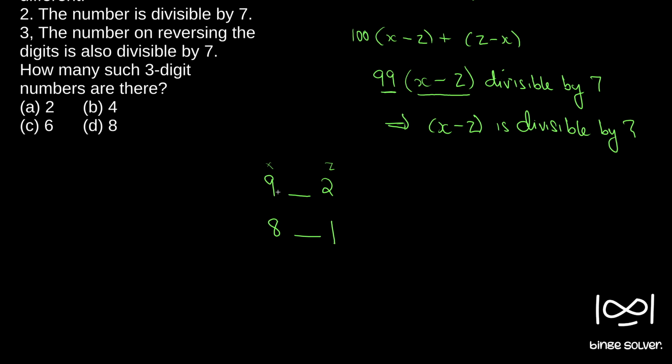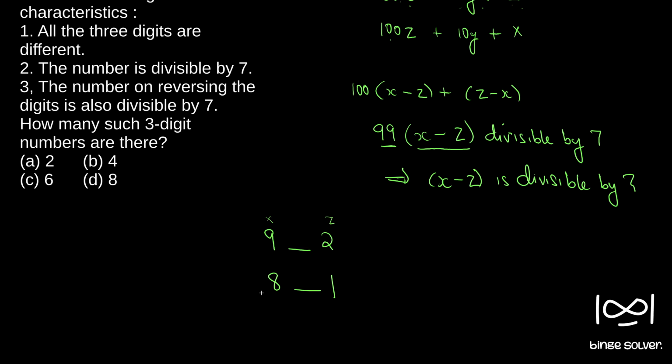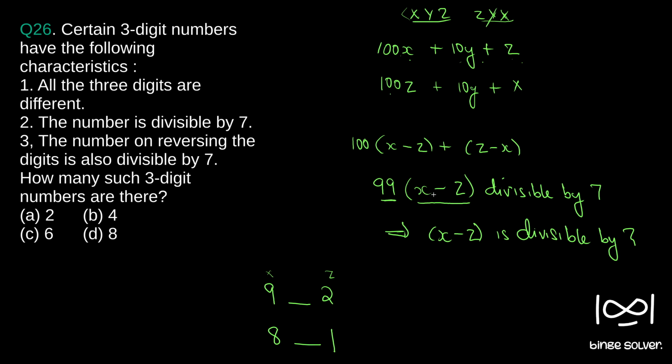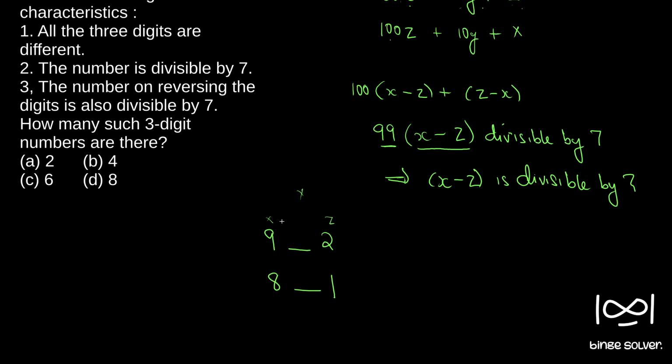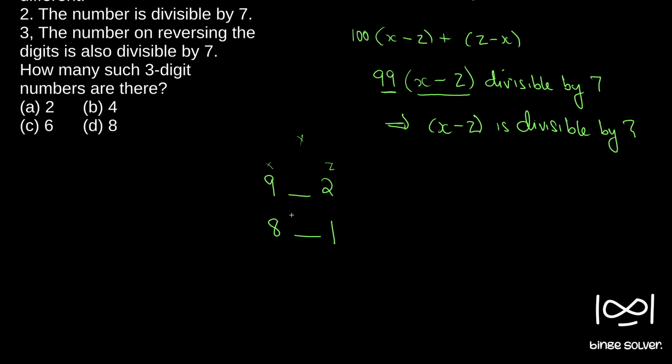So now we should see these are the two 3-digit number patterns possible, satisfying the scenario x minus z is divisible by 7. Now we have two cases, and we should find our y such that the number is divisible by 7. We don't have to exactly find the number y here. If you want, you can find it.